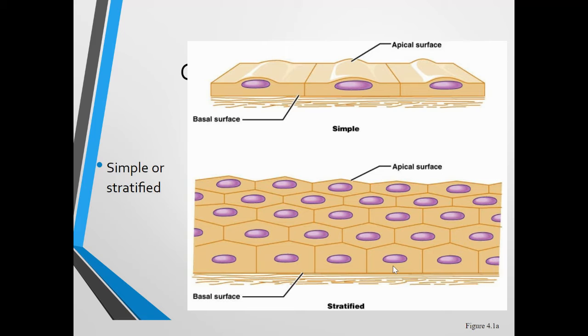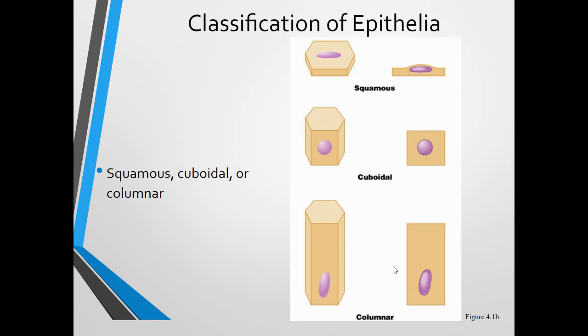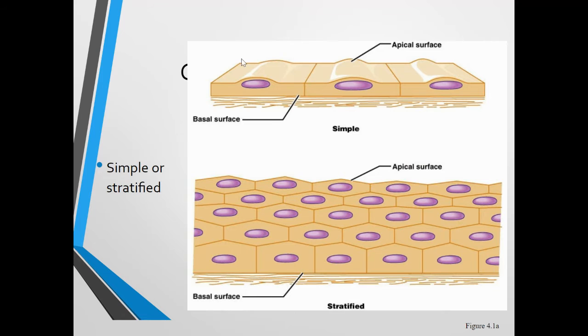One thing about epithelial tissue, they could be one layered or they could be multiple layers. If it is one layer, we call that simple. If it is multiple layers, we call that stratified. And you can see here in this picture, excuse me, I'll go back, that the apical surface is that free surface, and the basal surface is attached with the basement membrane to the connective tissue. So simple, one layer; stratified, many layers.